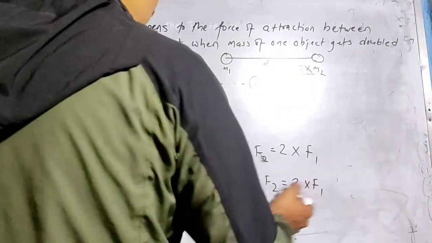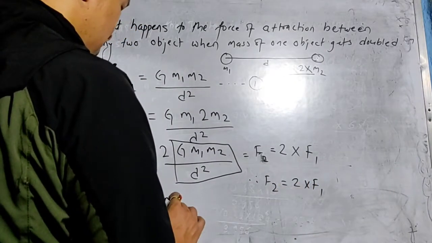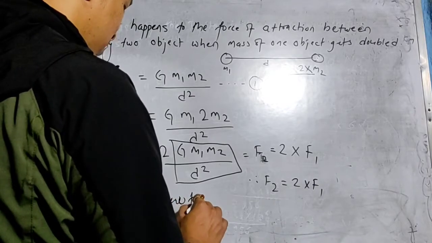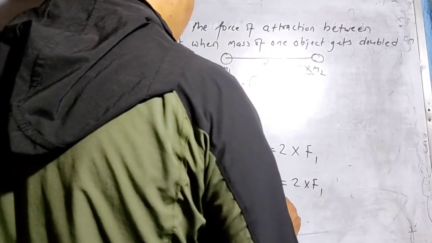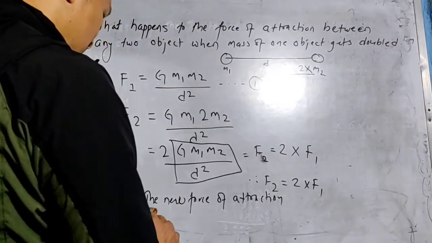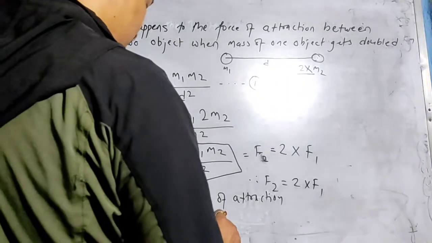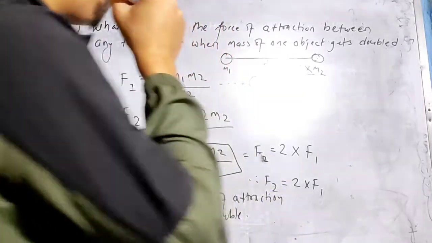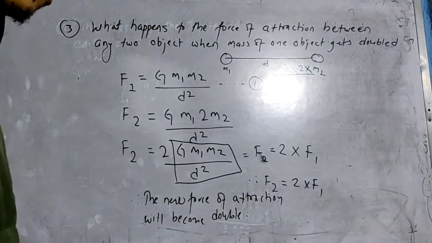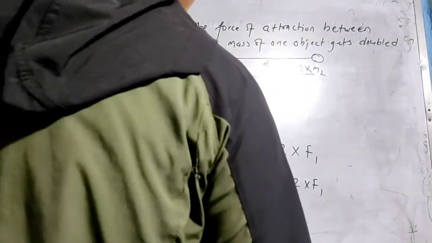Simply, the new force of attraction will become double, or let's say when mass of one object gets double, the force of attraction also will get double. Okay, let's do next question.